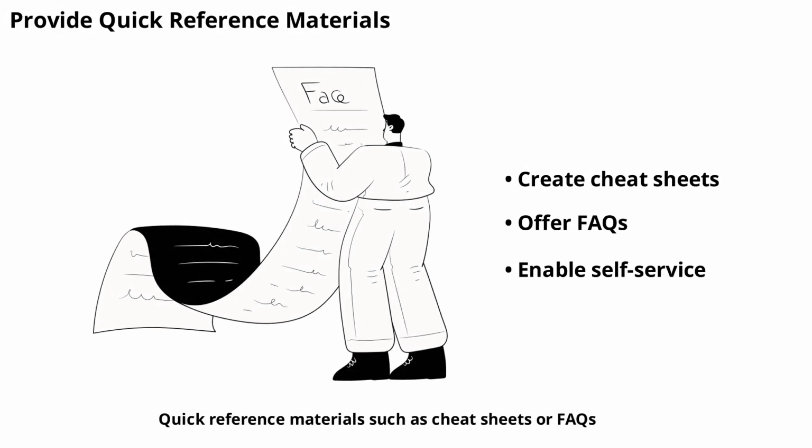Quick reference materials, such as cheat sheets or FAQs, help users find answers fast. Make these resources easily accessible, both online and offline. This reduces frustration and empowers users to solve problems independently, supporting long-term adoption.